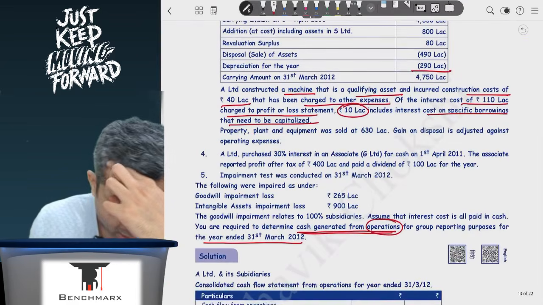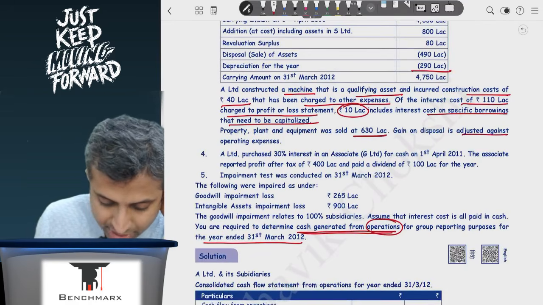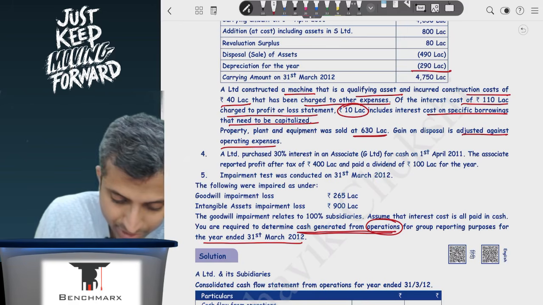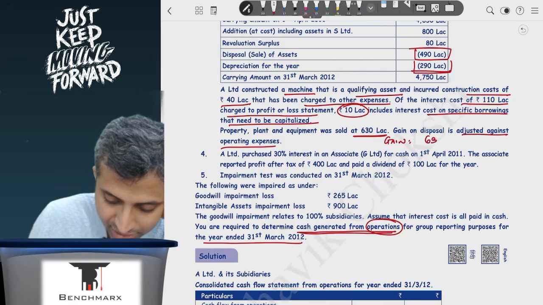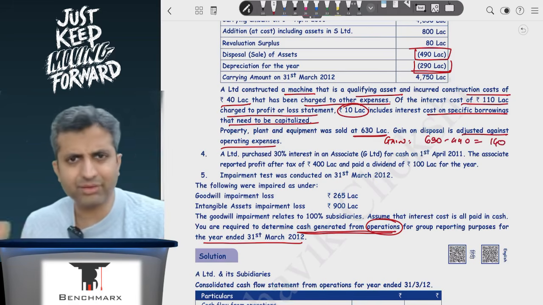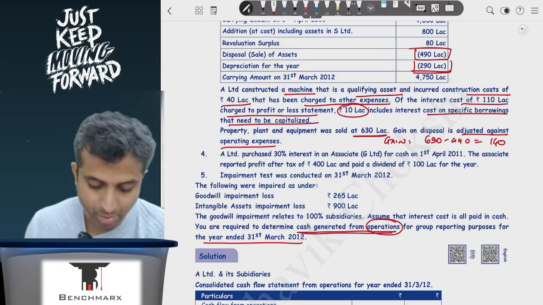PP was sold at 630 lakhs. The gain on disposal is adjusted in the operating expenses. PP is sold for 630 lakhs. Now maybe depreciation over here is 290, and disposal, so maybe the gain on sale must be 630 minus 490, which is there in your books. So maybe this is 140. This must have gone into the P&L account. You will have to reverse it when you are calculating the cash flow from operations.